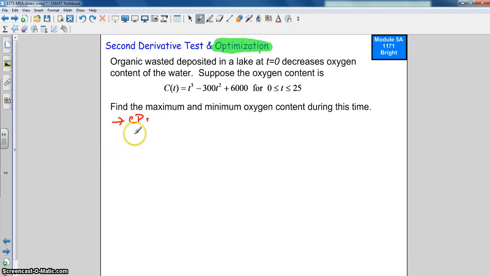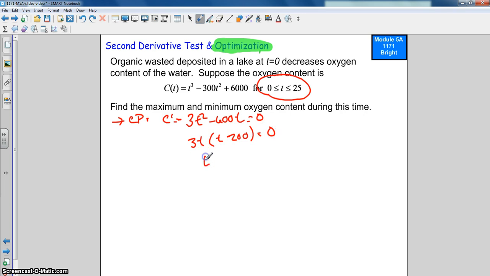Okay, and really this is going through the process of the first derivative test, especially because we're on a closed interval. So we have to keep those in mind, but let's go ahead and find the first derivative. So C prime is equal to 3t squared minus 600t. And remember, we have to set this equal to 0. I'm going to factor out 3t, and I'm left with t minus 200. So I get t is equal to 0 and 200.